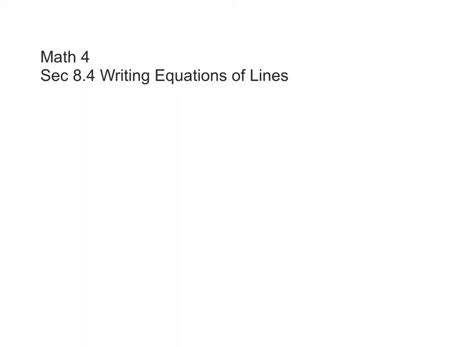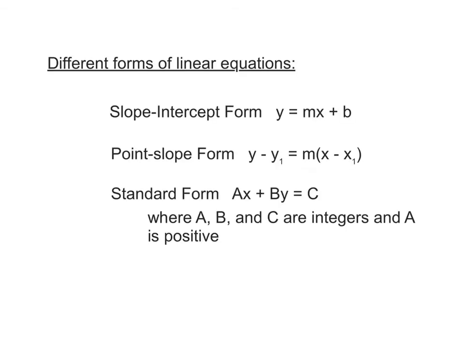This lesson is about writing equations of lines. First thing we need to discuss is the different forms of linear equations. There are three different forms. We have slope-intercept form, which is y equals mx plus b. In this one, m is the slope and b is the y-intercept.